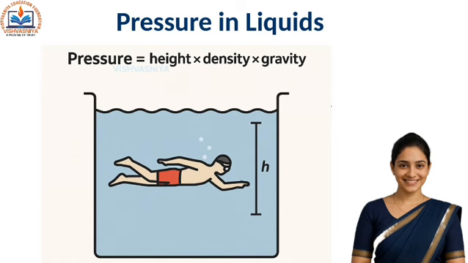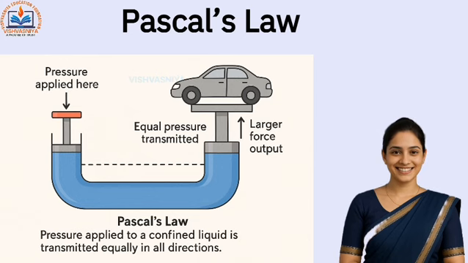Pressure in liquids. Think of swimming in a deep pool. As you go deeper, the pressure increases. That's because pressure in a liquid depends on depth. We calculate it using pressure equals height multiplied by density multiplied by gravity. Pascal's law says, pressure applied to a confined liquid is transmitted equally in all directions. That's why hydraulic lifts and brakes work so efficiently.